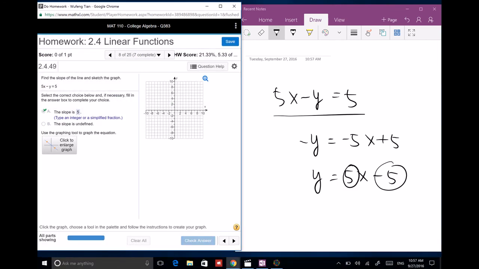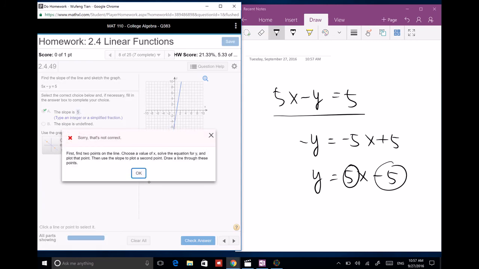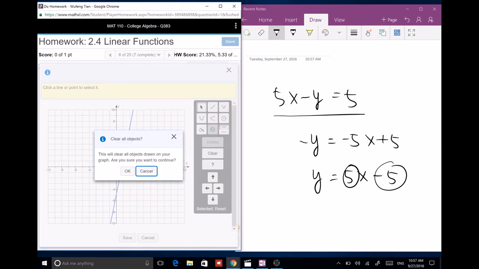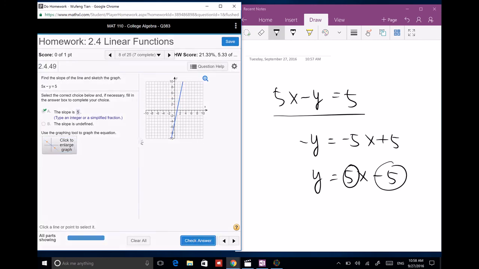Graph that, rise over run, and the intercept. Negative 5 is right here. Rise over 1: rise 1, 2, 3, 4, 5 to here and run 1. Anything wrong? I have to check it again. Start from negative 5. Dividing by negative 1, negative 5x plus 5 becomes 5x minus 5, that's right. So start from negative 5, rise 1, 2, 3, 4, 5 is here, my bad. Okay, rise 5 and run 1.